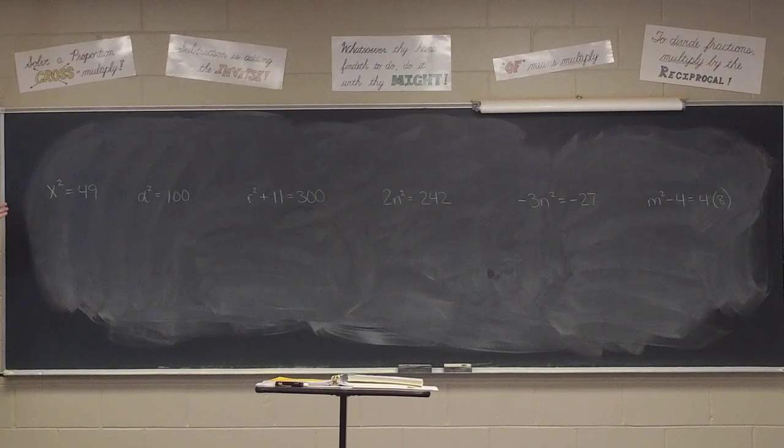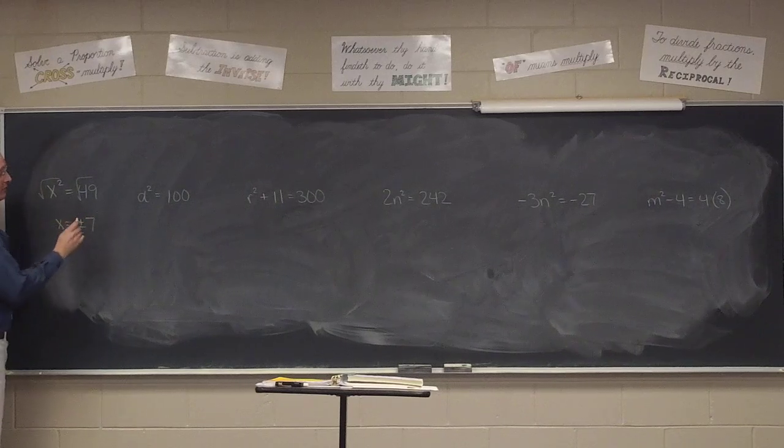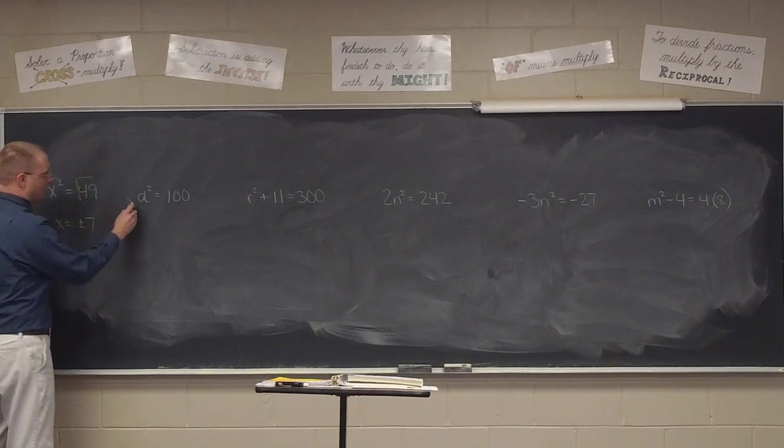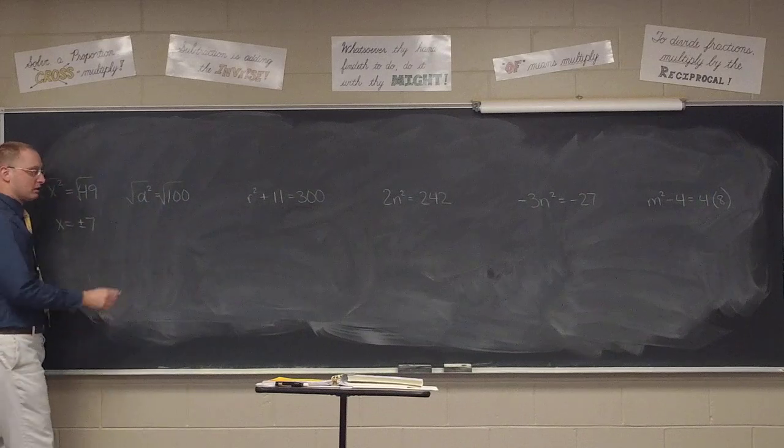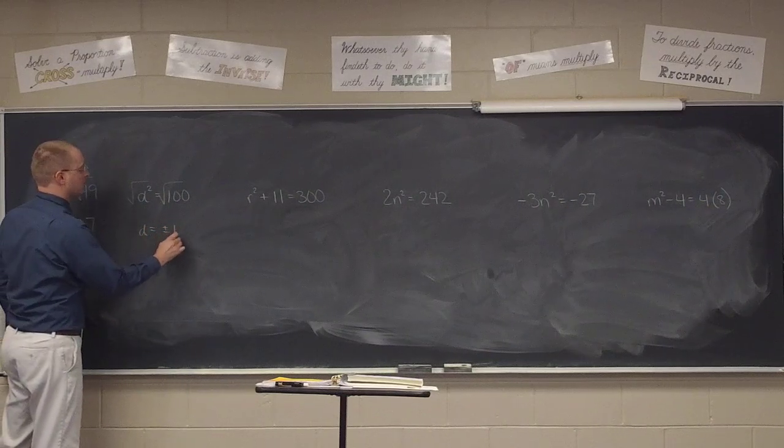All right, numbers 1 through 6. First one, just take the square root. And what do you get for your answer, Lana? X equals positive negative 7. For the next one, same thing. Just take the square roots, Joshua. D equals positive negative 10. Yeah, sure.